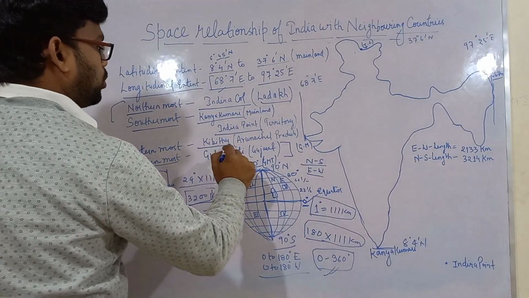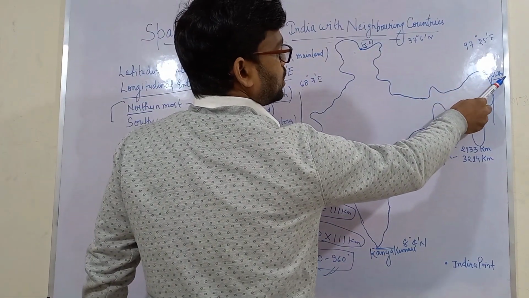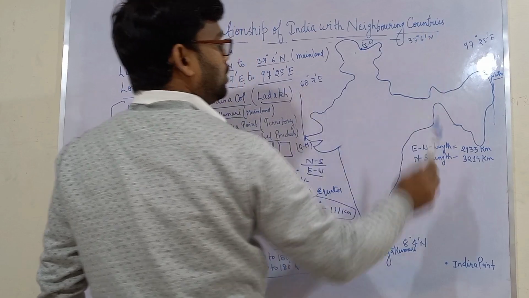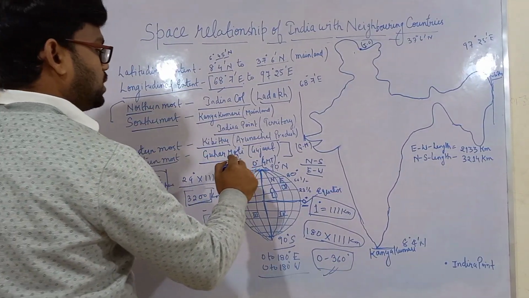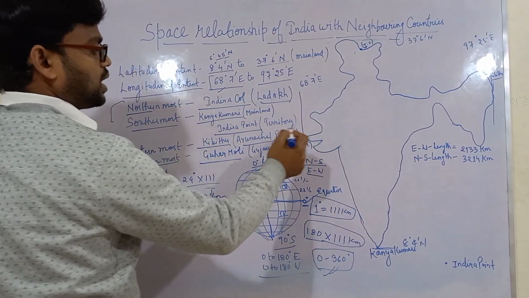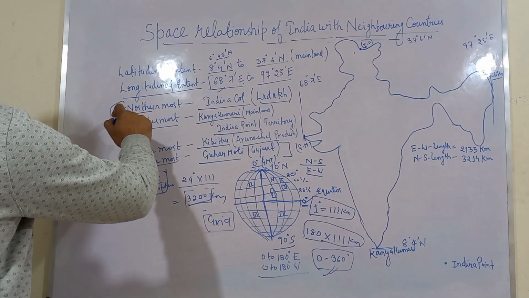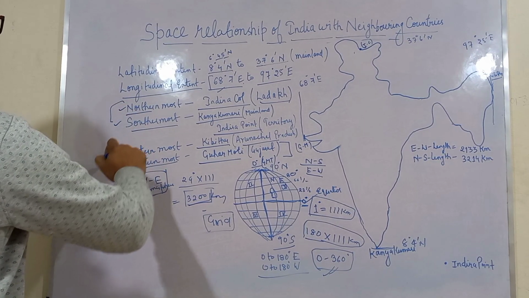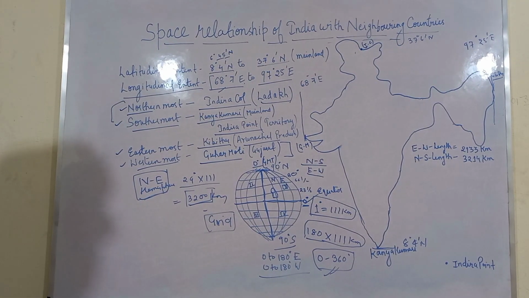The easternmost point is Kibithu in Arunachal Pradesh. This is the easternmost point. It is named as Kibithu. It is located in Arunachal Pradesh. While the westernmost point is Guhar Moti. This is the westernmost point and it is located in Gujarat, Kutch region. So remember these 4 points: northern, southern, eastern and western points of India, latitudinal extent and longitudinal extent.